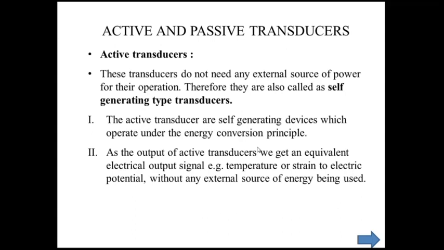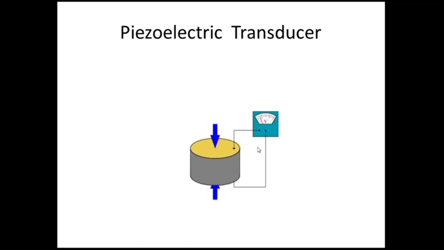Now see this transducer. The stress will be applied, and based upon the stress, the voltmeter will get deflected. Which means the stress is applied here, and the voltage will be deflected. So here there is no external source required.